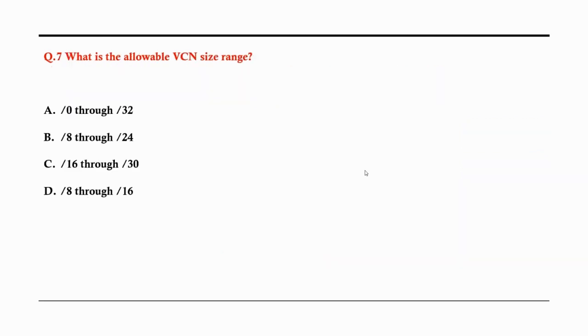Question 7. What is the allowed VCN size range? Currently, as per the OCI documentation, the correct answer is C, slash 16 through slash 30. It is the allowed VCN size range.